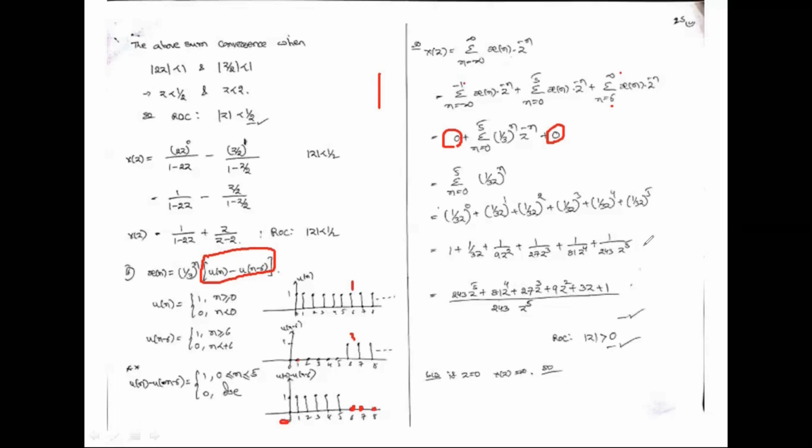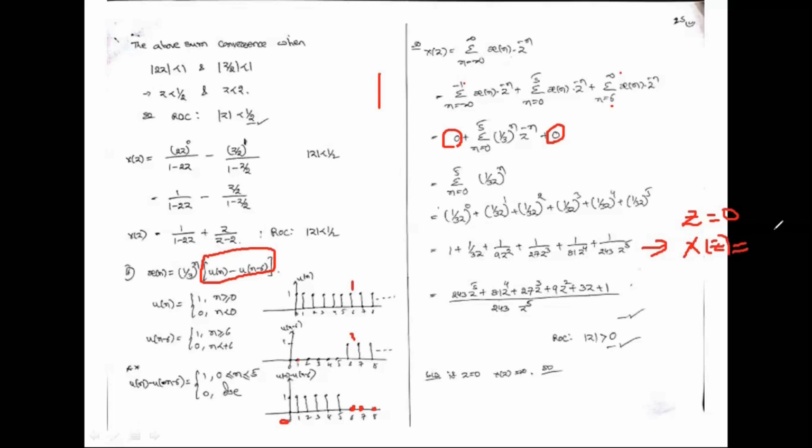Simplify it. If suppose in this equation you substitute z equal to 0, what happens here? 1 plus infinite, because 1 by 0 becomes infinite. X of z does not exist.